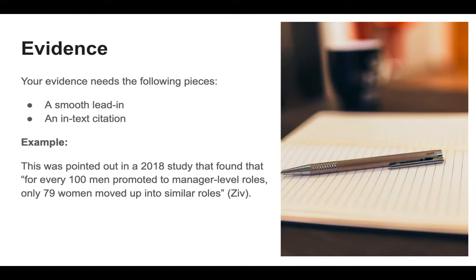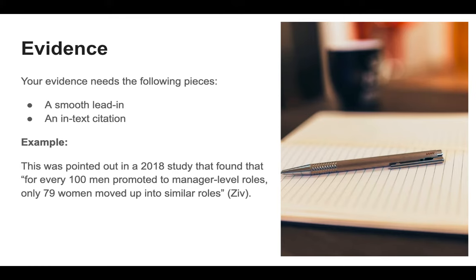The next piece you'll need is evidence. So your evidence should really include two things. Obviously your evidence, so I skip that. But it should include a smooth lead-in, some way to set up your evidence, and an in-text citation. That's the parentheses afterwards where you say, here's where I got my information from. So let's look at this example.